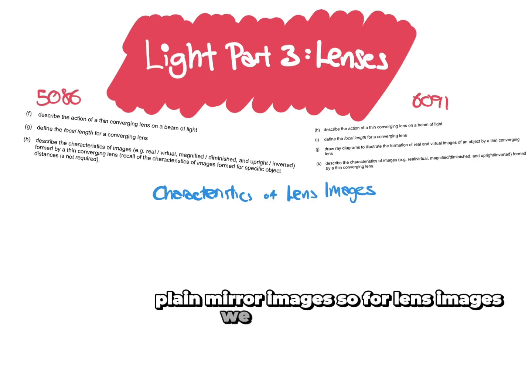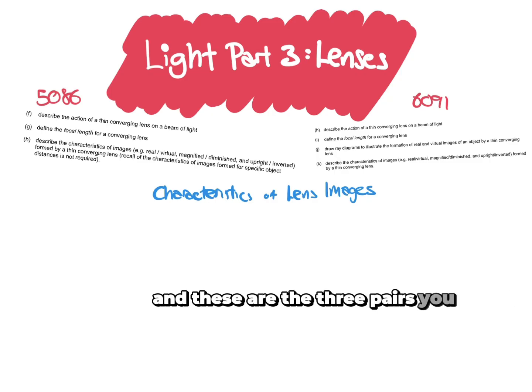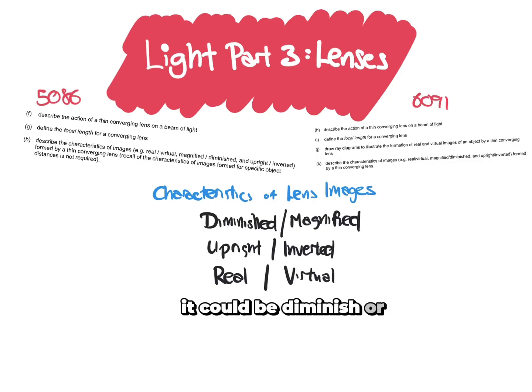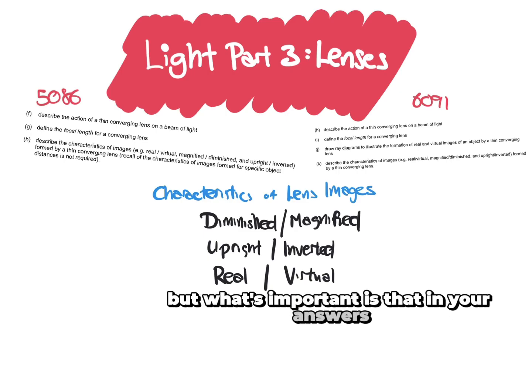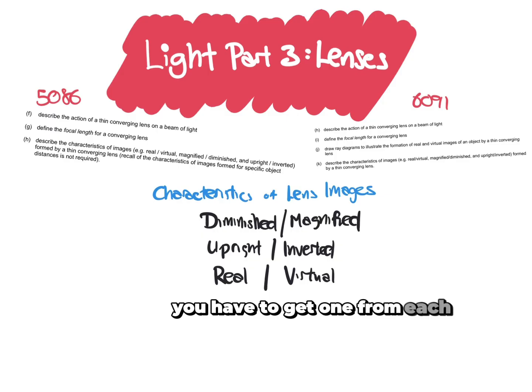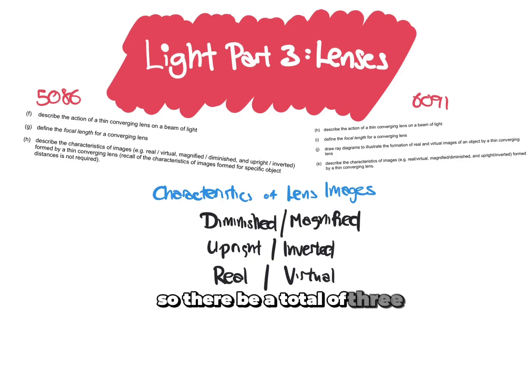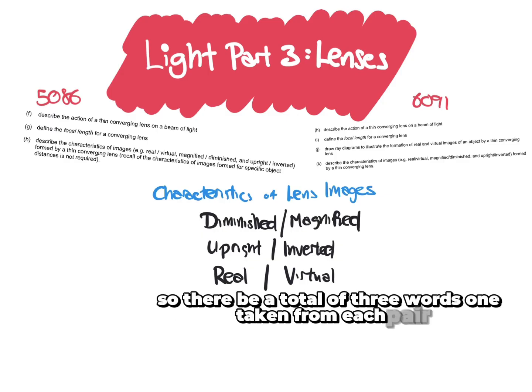So for lens images, we just have three pairs, and these are the three pairs you must know. It could be diminished or magnified, it could be upright or inverted, it could be real or virtual. But what's important is that in your answers, you have to get one from each pair. So there'll be a total of 3 words, one taken from each pair.